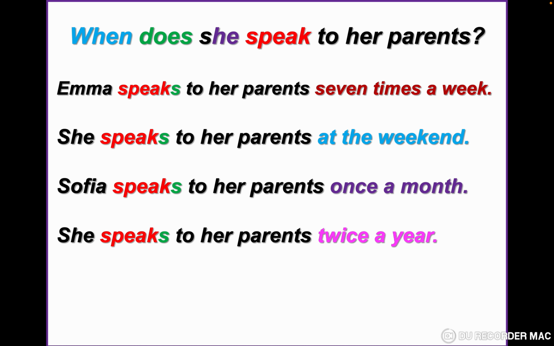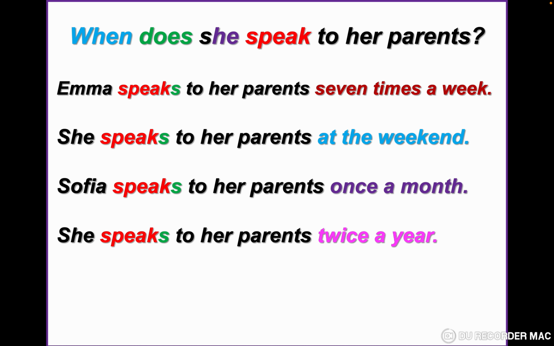When does she speak to her parents? Emma speaks to her parents 7 times a week. It means every day. She speaks to her parents at the weekend. So the weekend depends on every country. In some countries the weekend is Friday and Saturday, and in other countries the weekend is Saturday and Sunday.